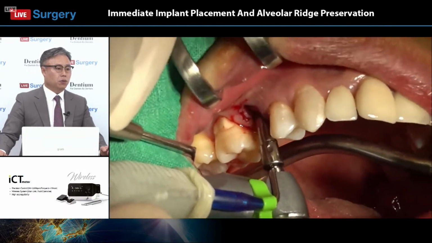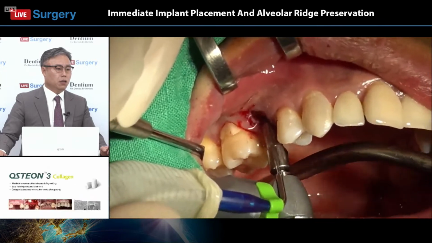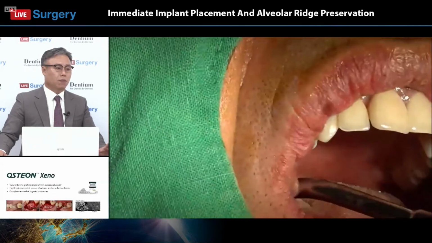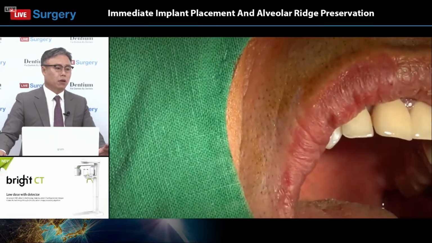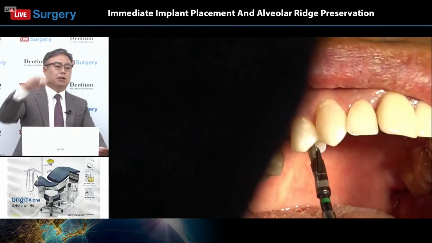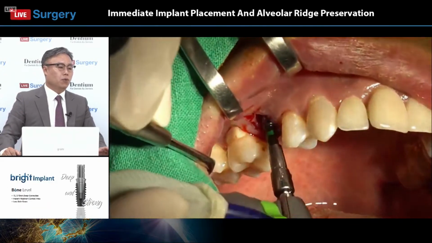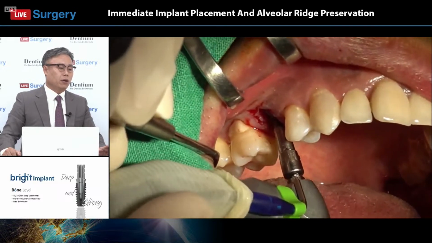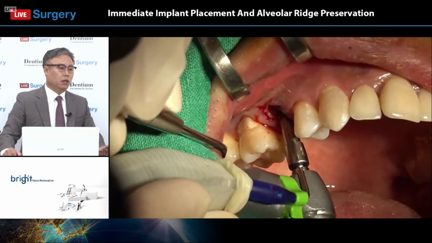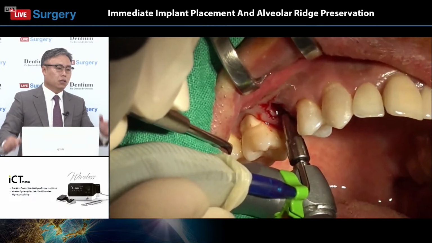He's measuring the proper depth. He didn't open the flap, but he measured where the crestal part of the buccal bone is located. It is very important because we have to decide where the platform of the implant will be located depth-wise. So he's controlling his process.